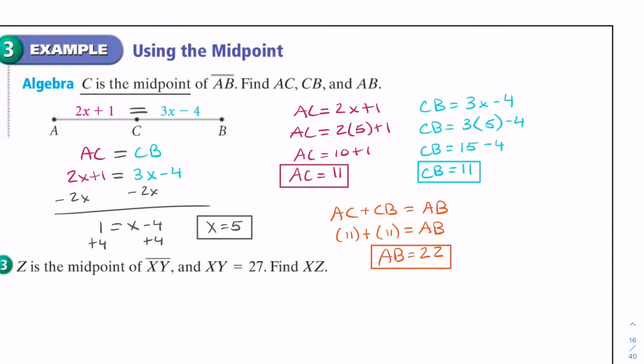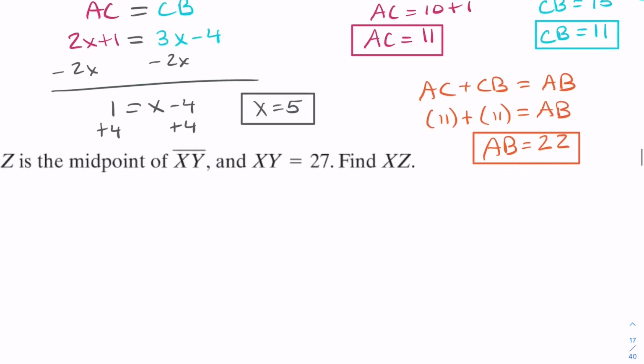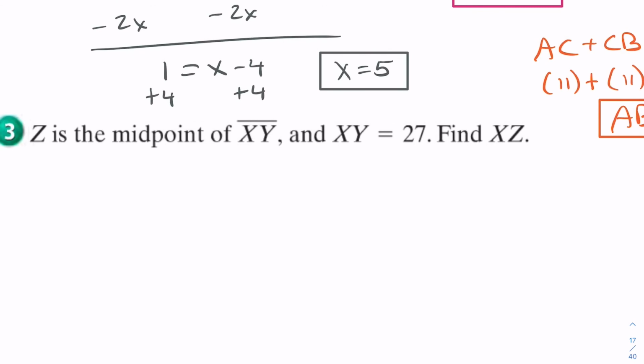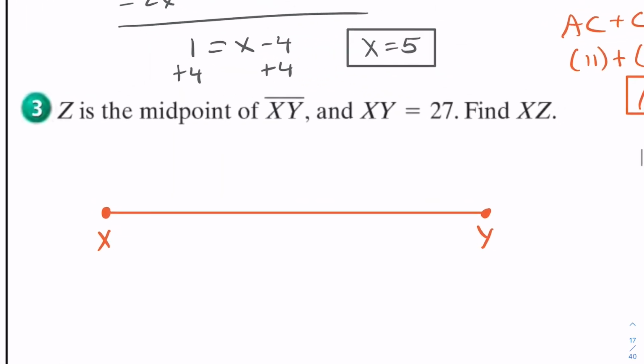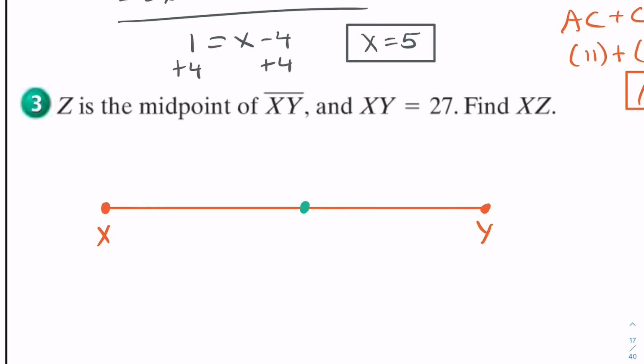Okay. All right. Z is the midpoint of this, and XY is 27. So let's draw this out. Z is the midpoint of XY. So let's draw XY. Let's throw a Z somewhere in the middle. Not drawn to scale, you know, let's do our best, but we're not perfect. Let's see. That's definitely not perfect.